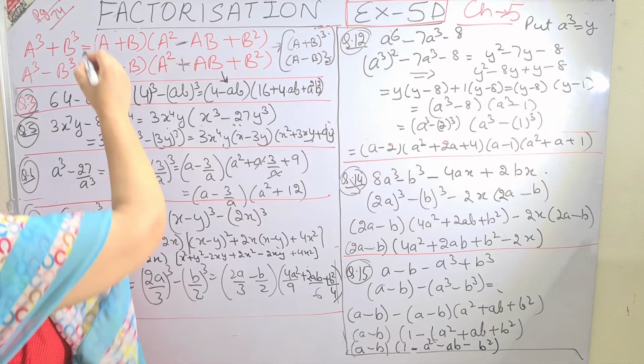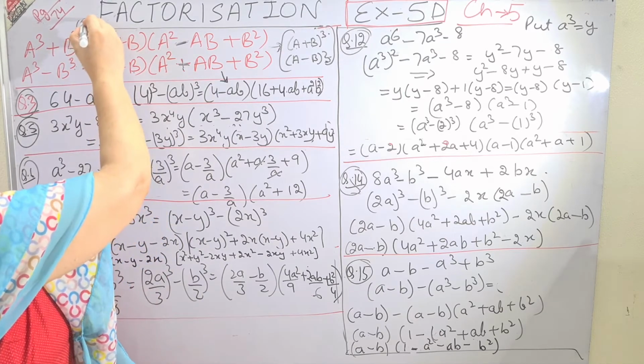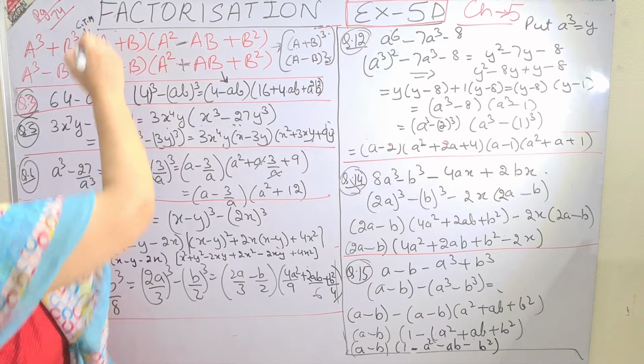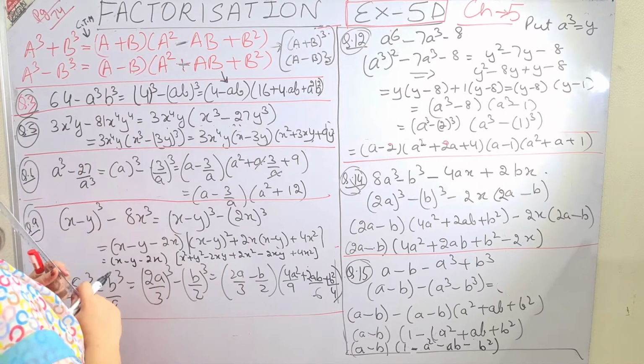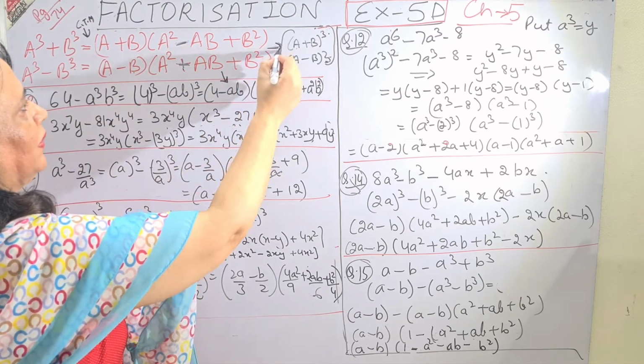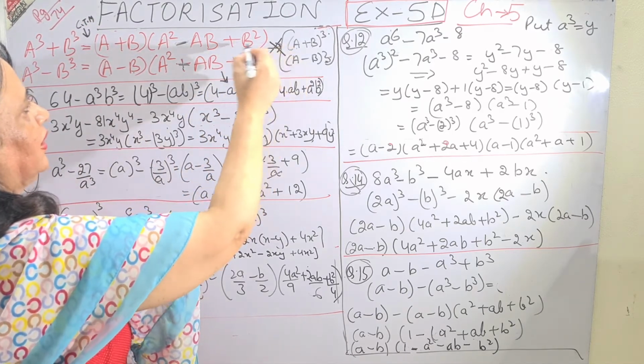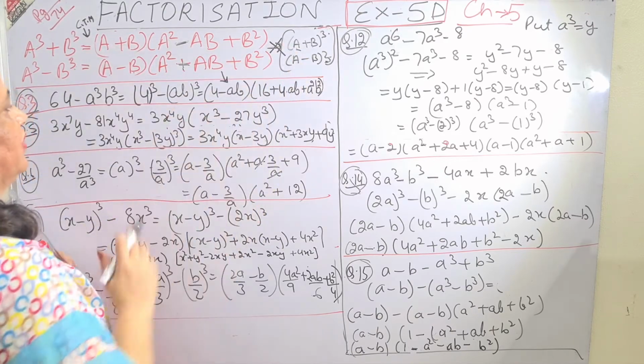Be careful. First of all, commit this formula to memory. CTM means commit to memory. And just remember children, the formula for (A plus B) whole cube is totally different. They are not the same. Be very careful.